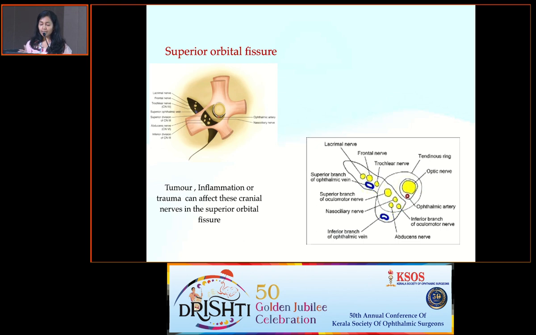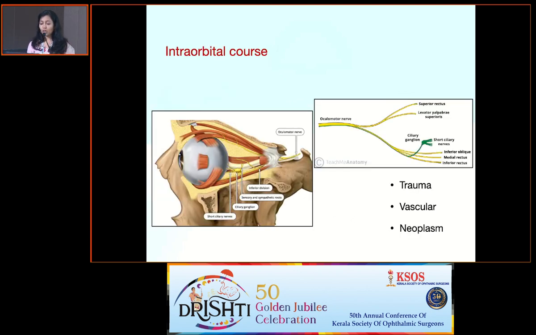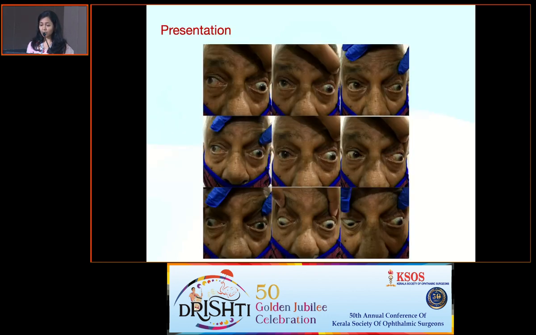After exiting the cavernous sinus, it goes through the orbital apex into the orbit. It goes through the superior orbital fissure, which is a cleft formed between the greater and the lesser wings of the sphenoid. The nerves are clustered here within the annulus of Zinn, where we have the superior and the inferior divisions of the oculomotor and the abducens nerve. Here we have LFT: lacrimal, frontal, and trochlear. And once inside the orbit, it supplies the corresponding muscles.